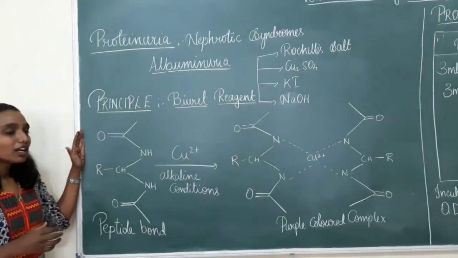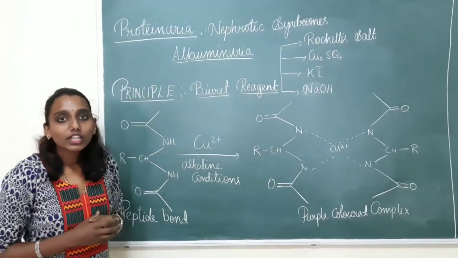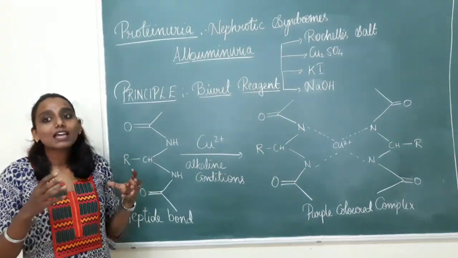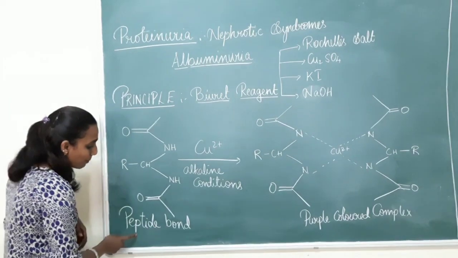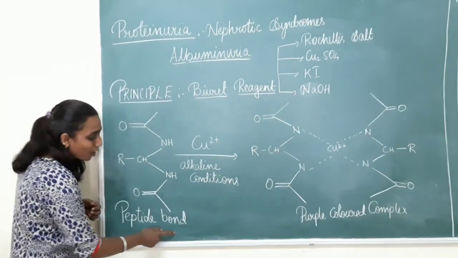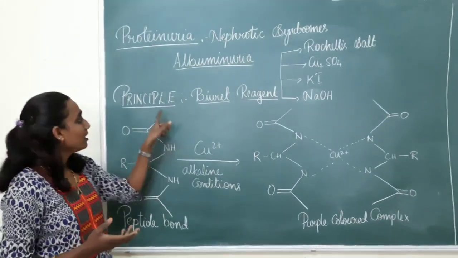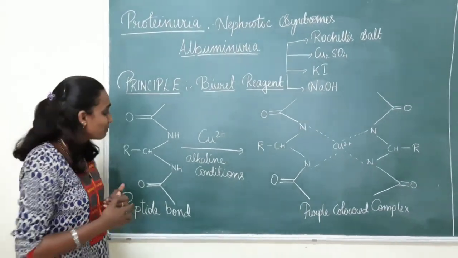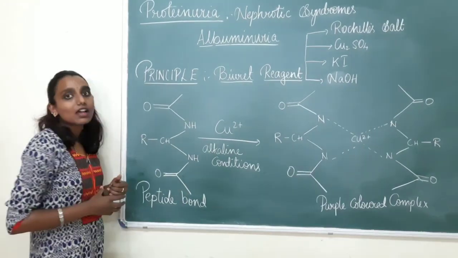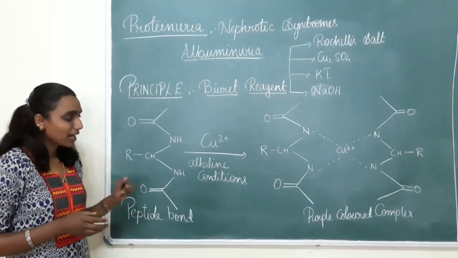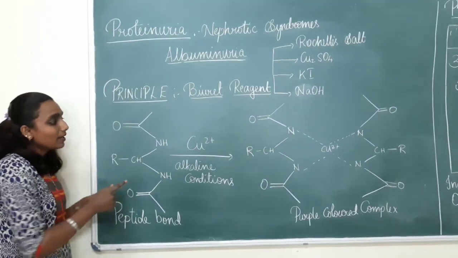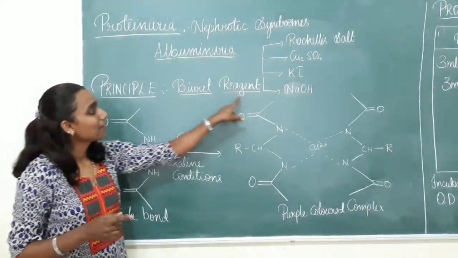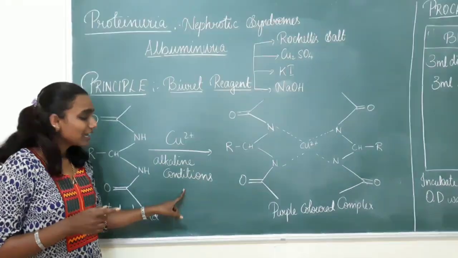Now, what are proteins made up of? We all know that proteins are made up of amino acids. The amino acids are linked together by a peptide bond. The peptide bond plays a very important role in biuret reagent. So let us see what is the function of this peptide bond. The peptide bond reacts with copper ions present in the biuret reagent in an alkaline condition.